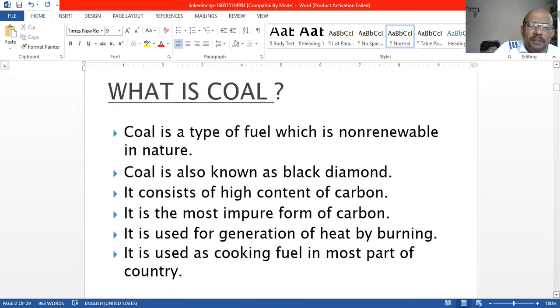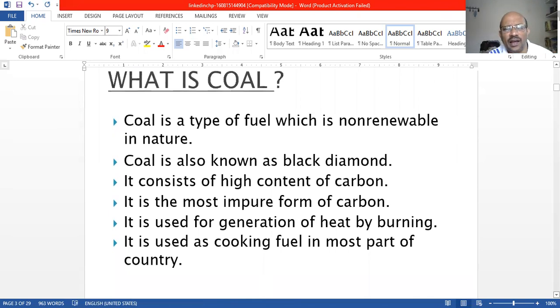Coal is a type of fuel which is a non-renewable energy source in nature. It is a solid fuel. Since our childhood we have been saying that coal is also known as black diamond. Yes, it is truly a diamond, because it gives power to us. So it is more than a diamond.